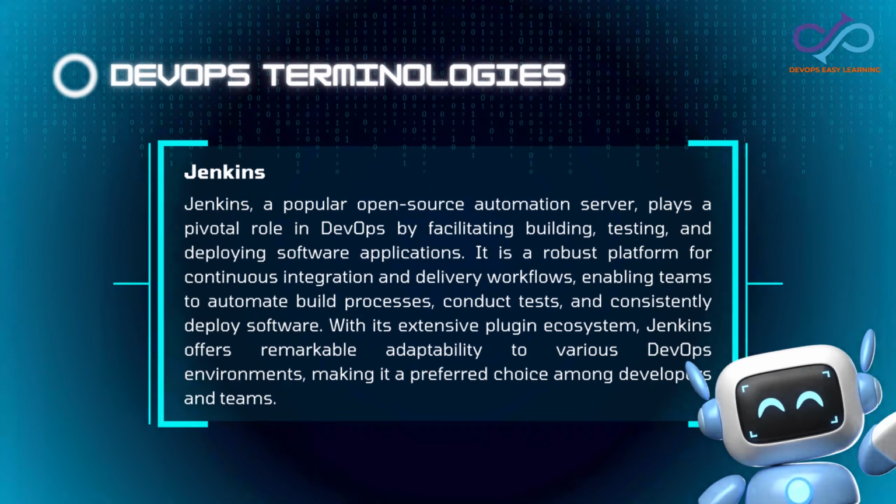Next is Jenkins. Jenkins, a popular open-source automation server, plays a pivotal role in DevOps by facilitating building, testing, and deploying software applications. It serves as a robust platform for continuous integration and delivery workflows, enabling teams to automate build processes, conduct tests, and deploy software consistently. With its extensive plugin ecosystem, Jenkins offers remarkable adaptability to various DevOps environments, making it a preferred choice among developers and teams.